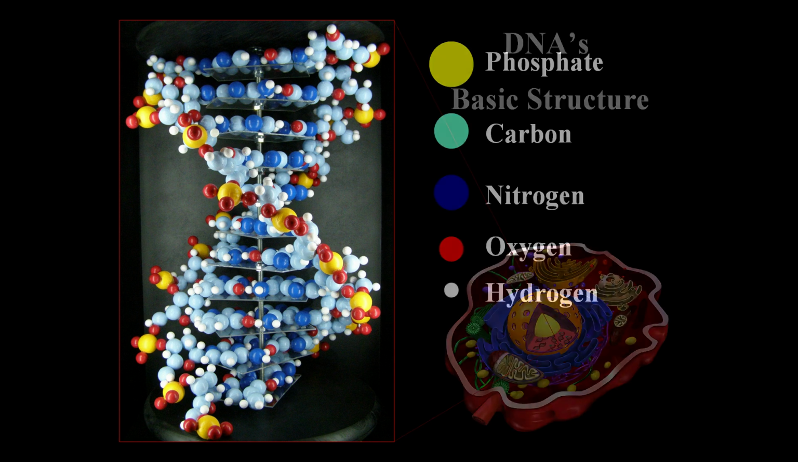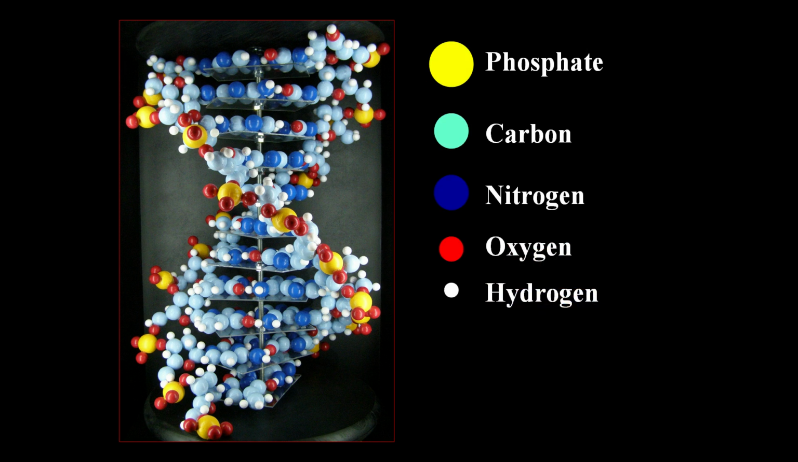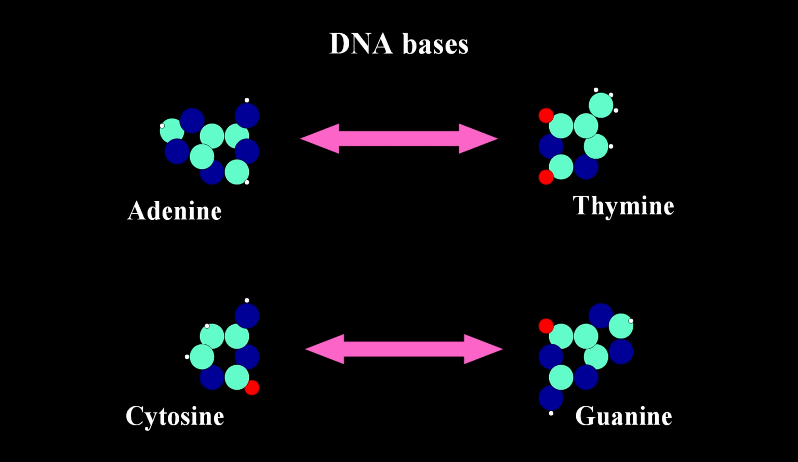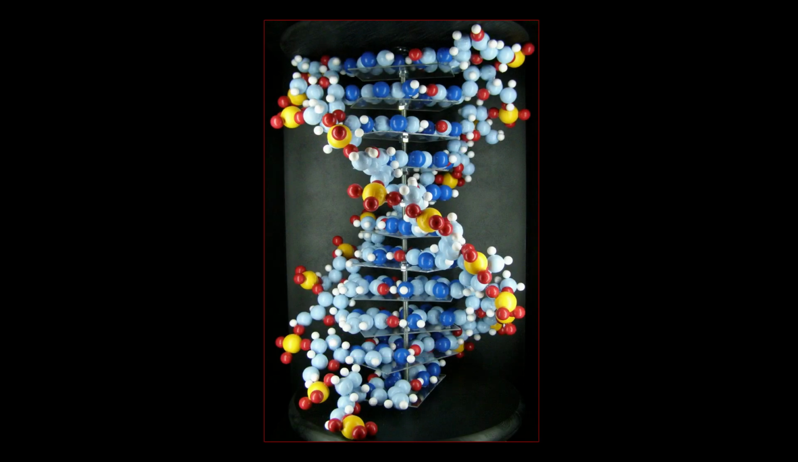Now, the colors of these balls here, that's what they are. You've got phosphate, carbon, nitrogen, oxygen, and hydrogen. Now, you've got base pairs. You've got 4 bases: adenine, thymine, cytosine, and guanine. Adenine will only go to thymine, and cytosine will only go to guanine. And so this right here is the complete model of what it is, and you can see all that together there.